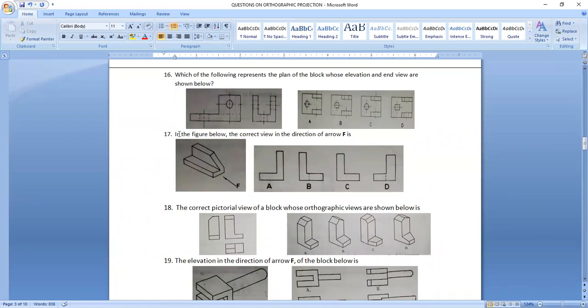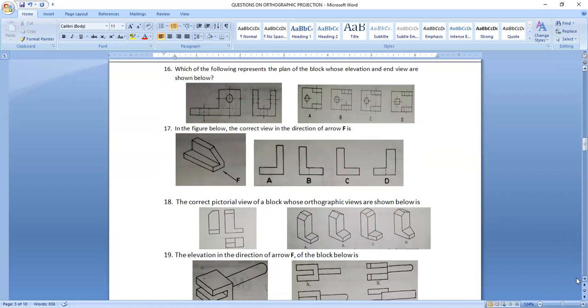Then coming to question 17, in the figure below, the correct view in direction of arrow F is option A. So we are going to see this. This is not going to bend, so it just gives us something like this. So option A is the answer to that question.